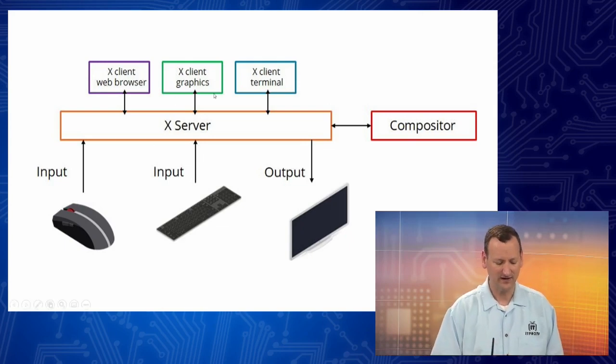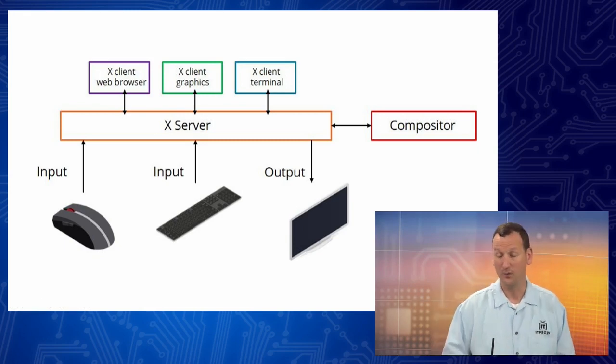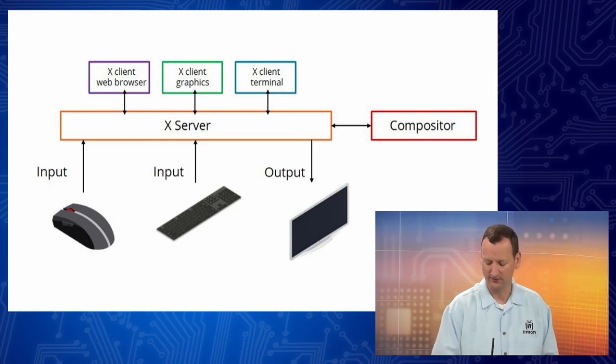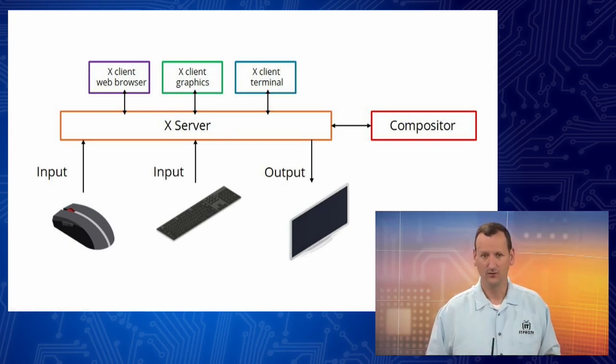The X client goes by a few different names. You'll hear people refer to them as a window manager, or you'll hear them called a desktop environment. And what that just means is the X server is giving them, here's the graphics for programs 1 through 5. Well, the window manager or the X client has to figure out, okay, where does the graphic for this program go? And we can move things around on our screen, right?